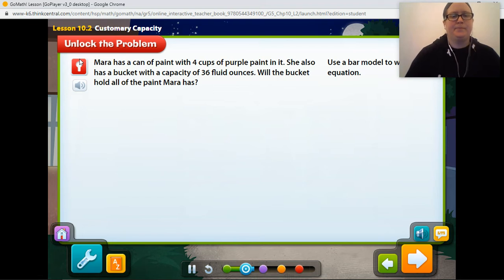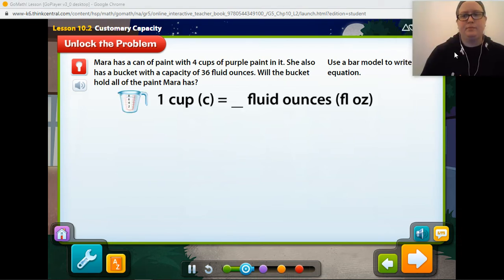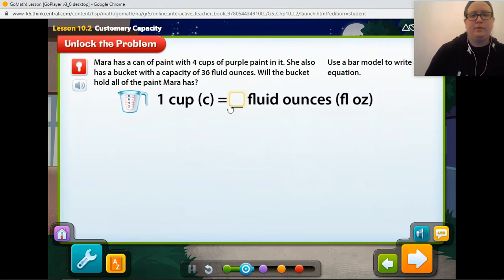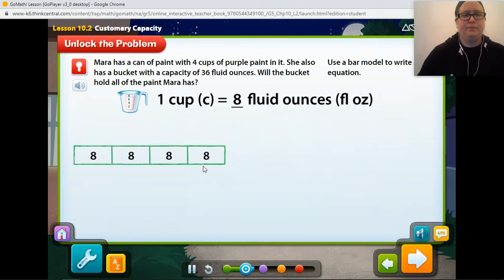You can use a bar model to write an equation for this problem. To solve this problem, you first need to convert cups to fluid ounces. How many ounces are in 1 cup? There are 8 fluid ounces in 1 cup. The capacity of a container is the total amount the container can hold. What capacity does Mara need to convert? Mara needs to convert 4 cups to fluid ounces.